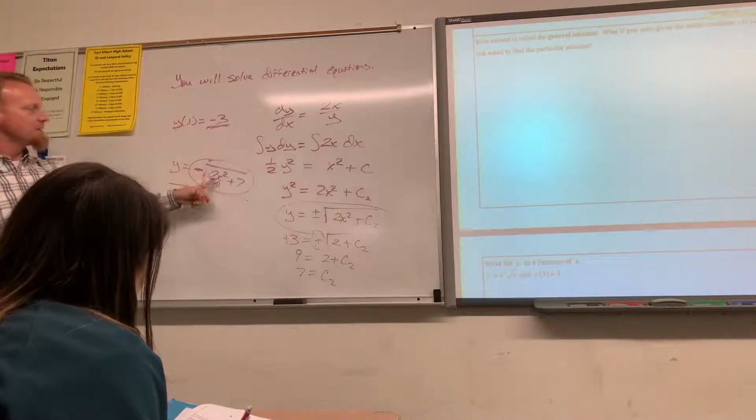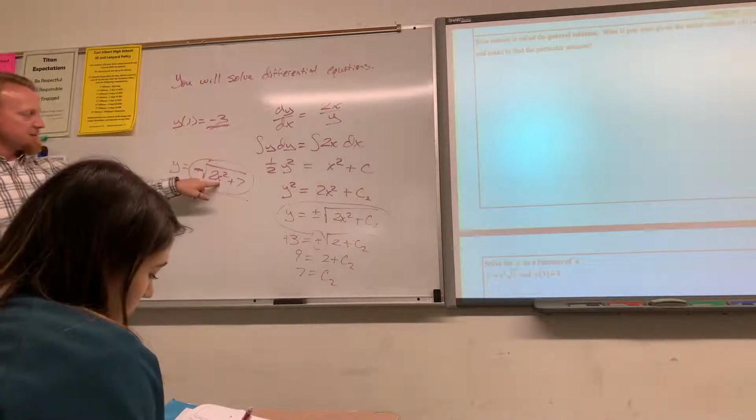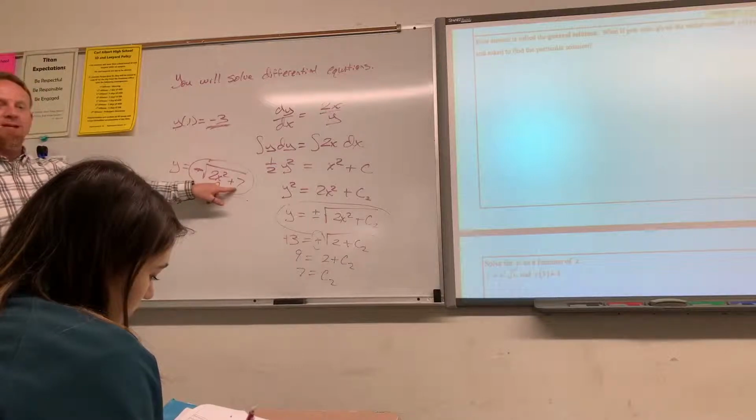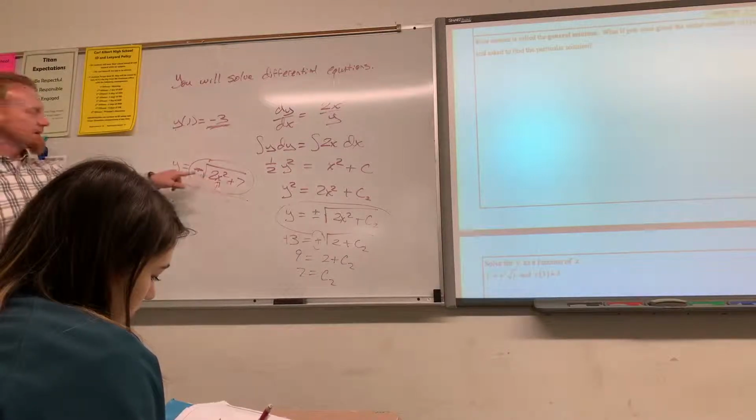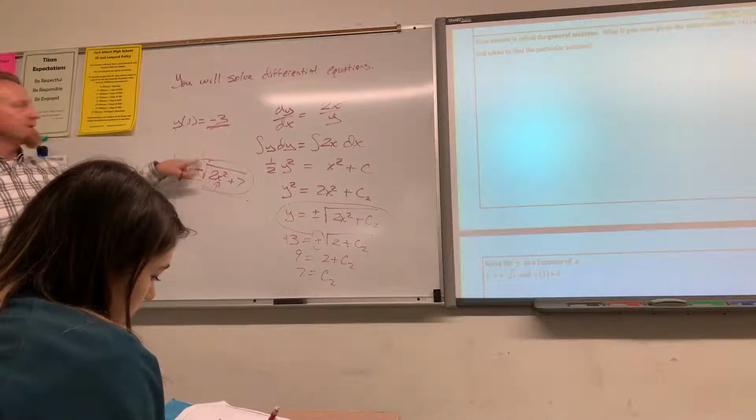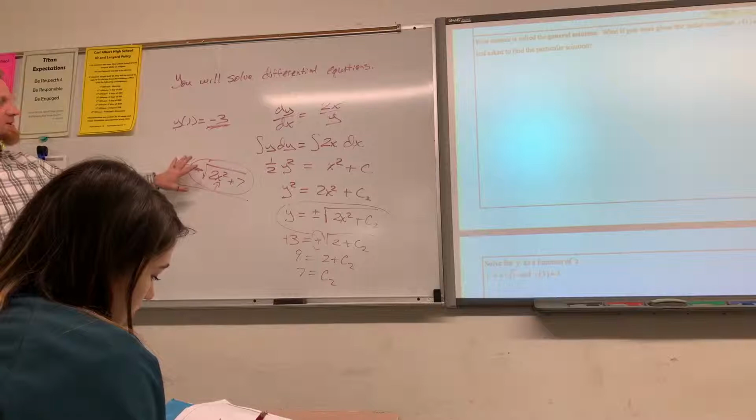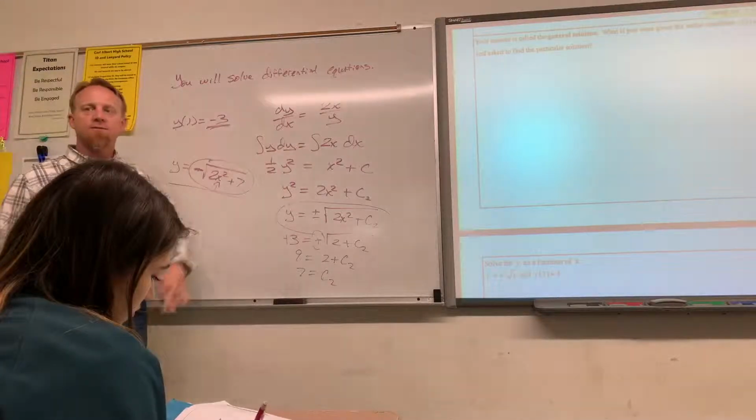If I plug 1 in, do I get a negative 3? So if I plug 1 in, that makes it 2 plus 7, which is 9. The square root of 9 is 3. Stick the negative on it, I get my negative 3. Then I could take the square root of this if I wanted to, and I should end up with this.